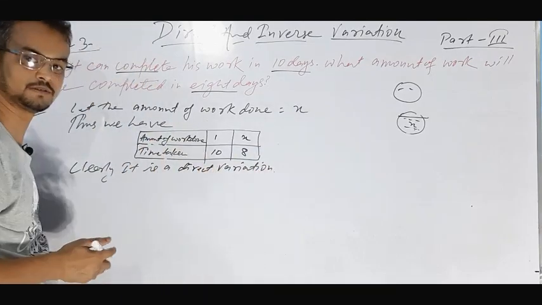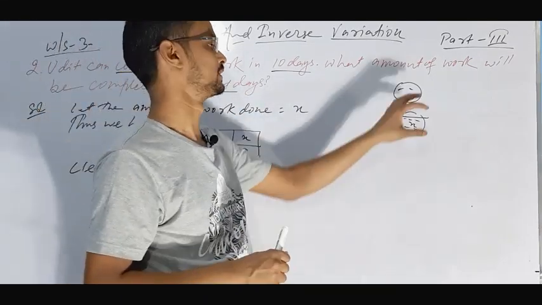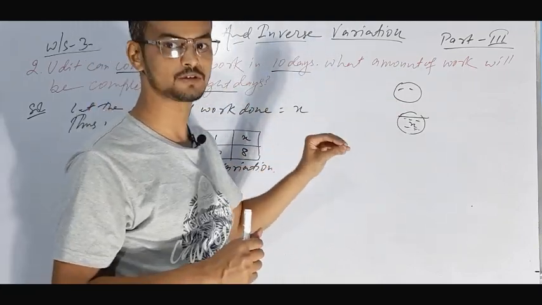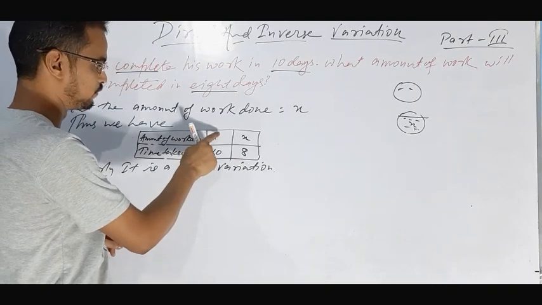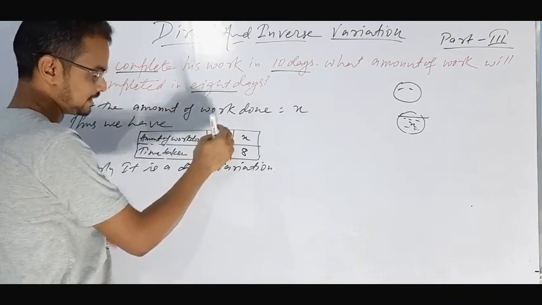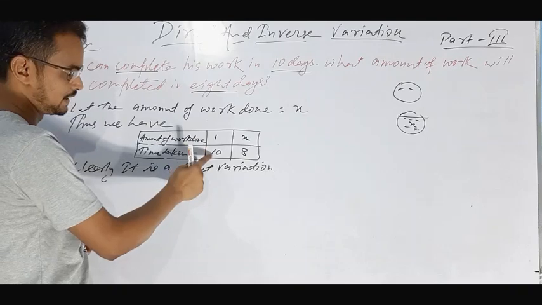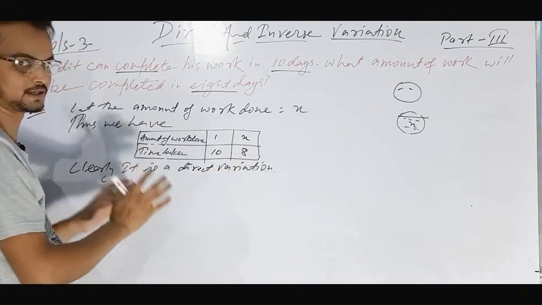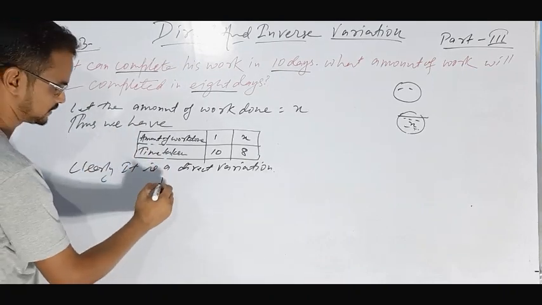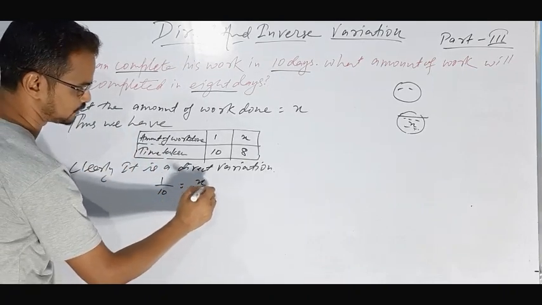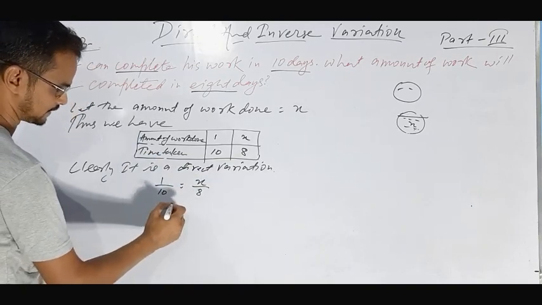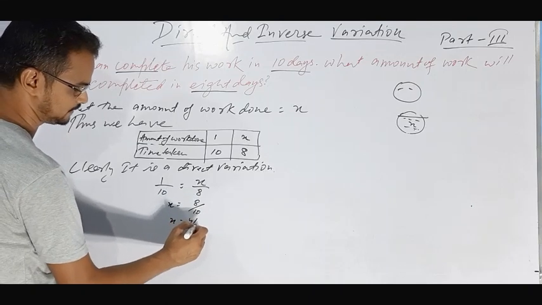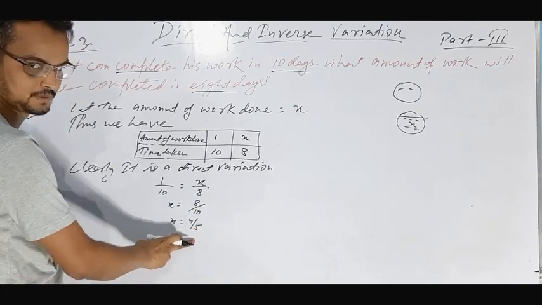How is it a direct variation? Because the whole work is done in 10 days, so in 8 days some smaller amount of work will be done, less than 1. The work is decreasing and the time is also decreasing. Therefore, it is a direct variation. And in direct variation, we divide the corresponding values: 8 by 10 equals x by 1, so x is 4 by 5.